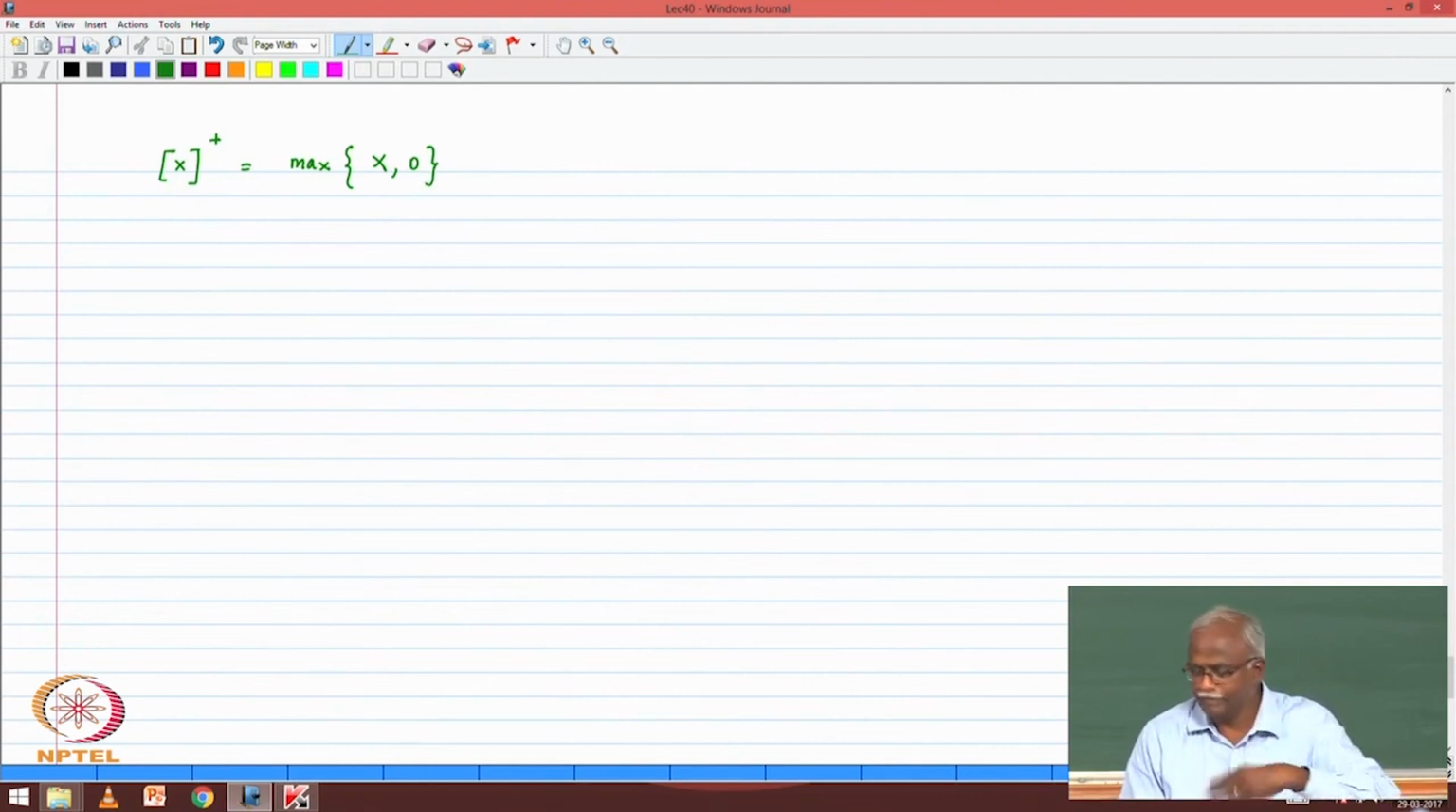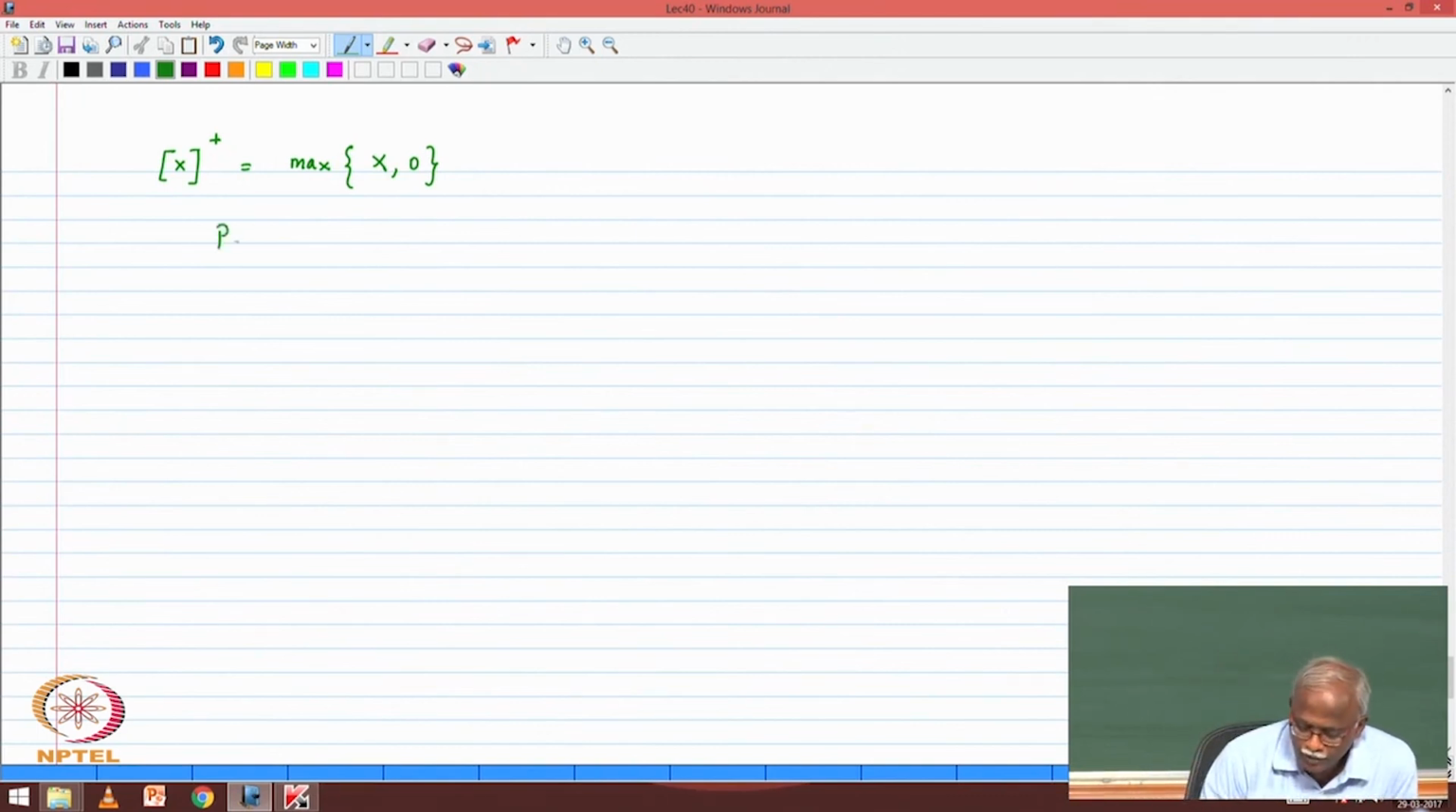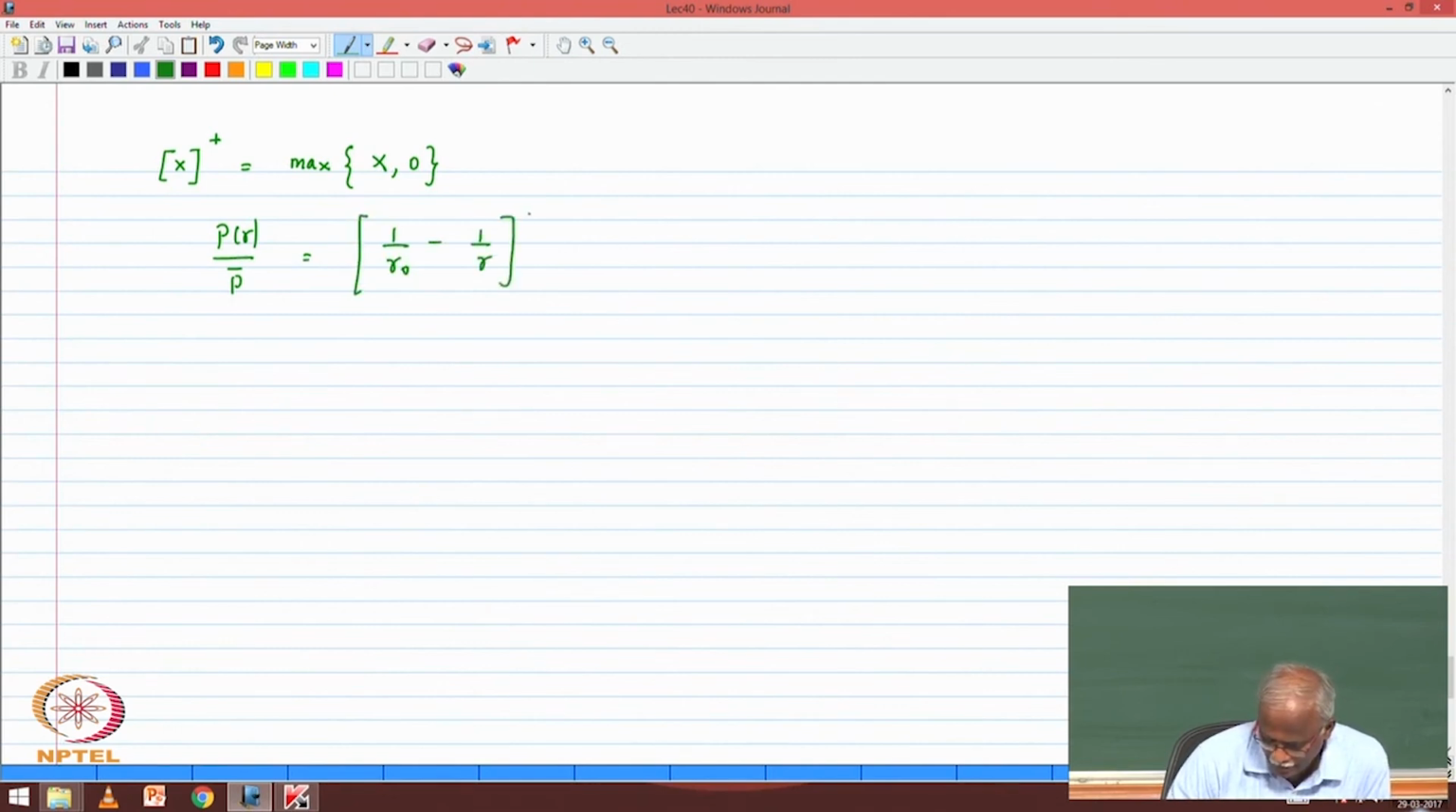If it becomes negative, basically it's bounded by 0 on the lower limit. So, P of gamma by P bar can be written as 1 by gamma naught minus 1 by gamma with a plus, because power allocation cannot be negative. You cannot say I'll allocate negative power. So, I can either allocate 0 or some positive value of power.